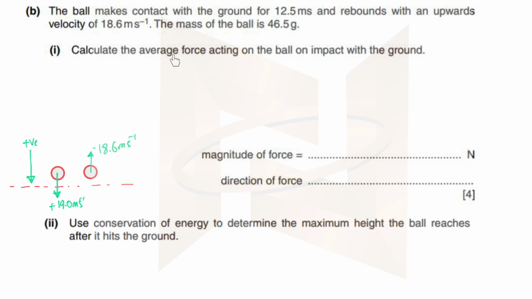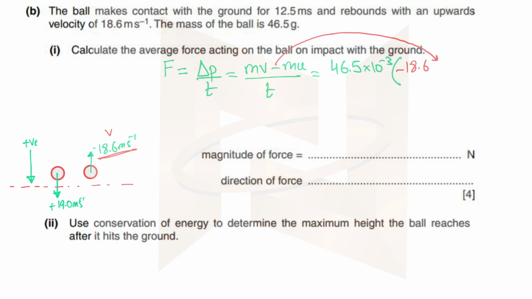Now let's find out what is the average force. So force equals change in momentum over time, which is mv minus mu over t. Now the mass is 46.5 grams, so you write it as 46.5 times 10 raised to power minus 3. And within brackets, your final velocity, which is minus 18.6. And then the negative sign of the formula comes as it is. And then the initial velocity is plus 19, so you write 19.0, bracket shut, divide by the time, which is 12.5 milli, so you write 10 to the power minus 3. And when you solve and get the answer, your answer turns out to be 140 newtons.